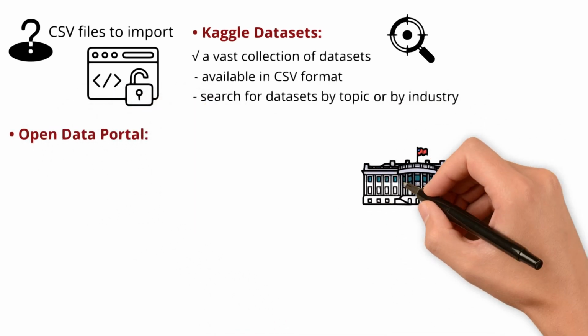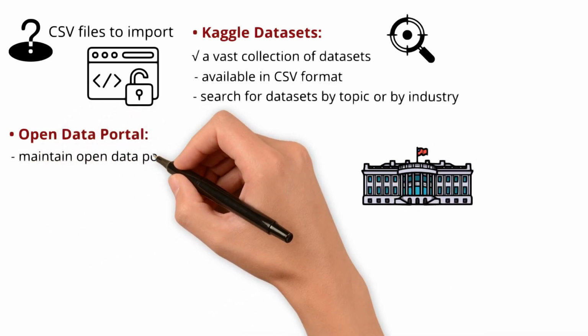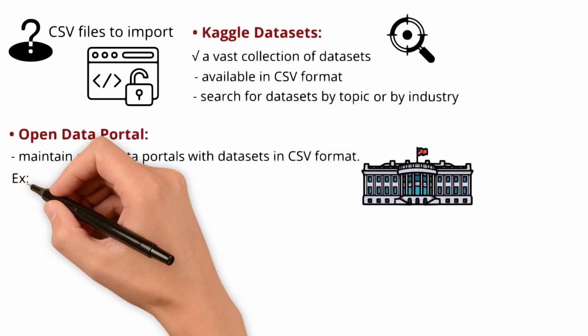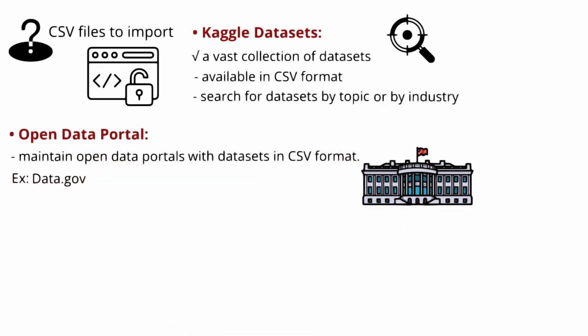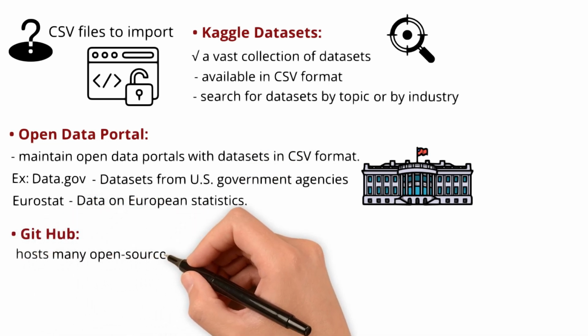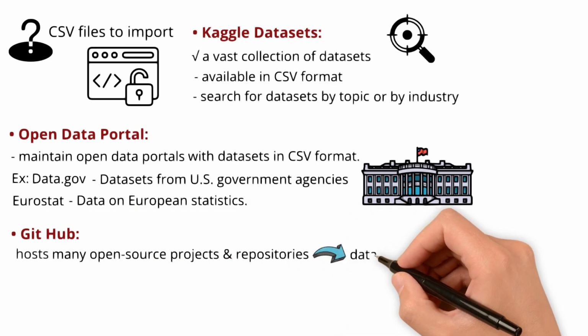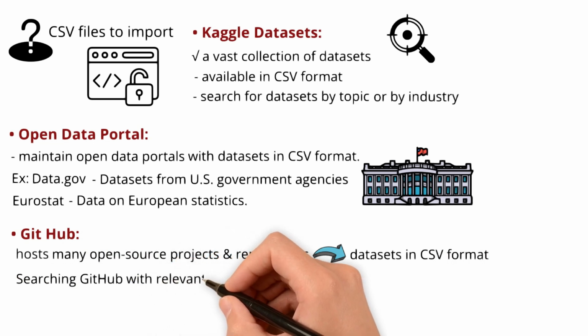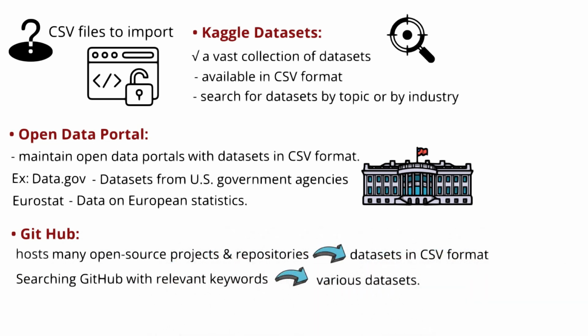Governments and public organizations often maintain open data portals with datasets in CSV format. Examples include data.gov, which has datasets from United States government agencies, and Eurostat, which provides data on European statistics. And one more example, GitHub. It hosts many open source projects and repositories, including datasets in CSV format. Searching GitHub with relevant keywords can lead you to various datasets.